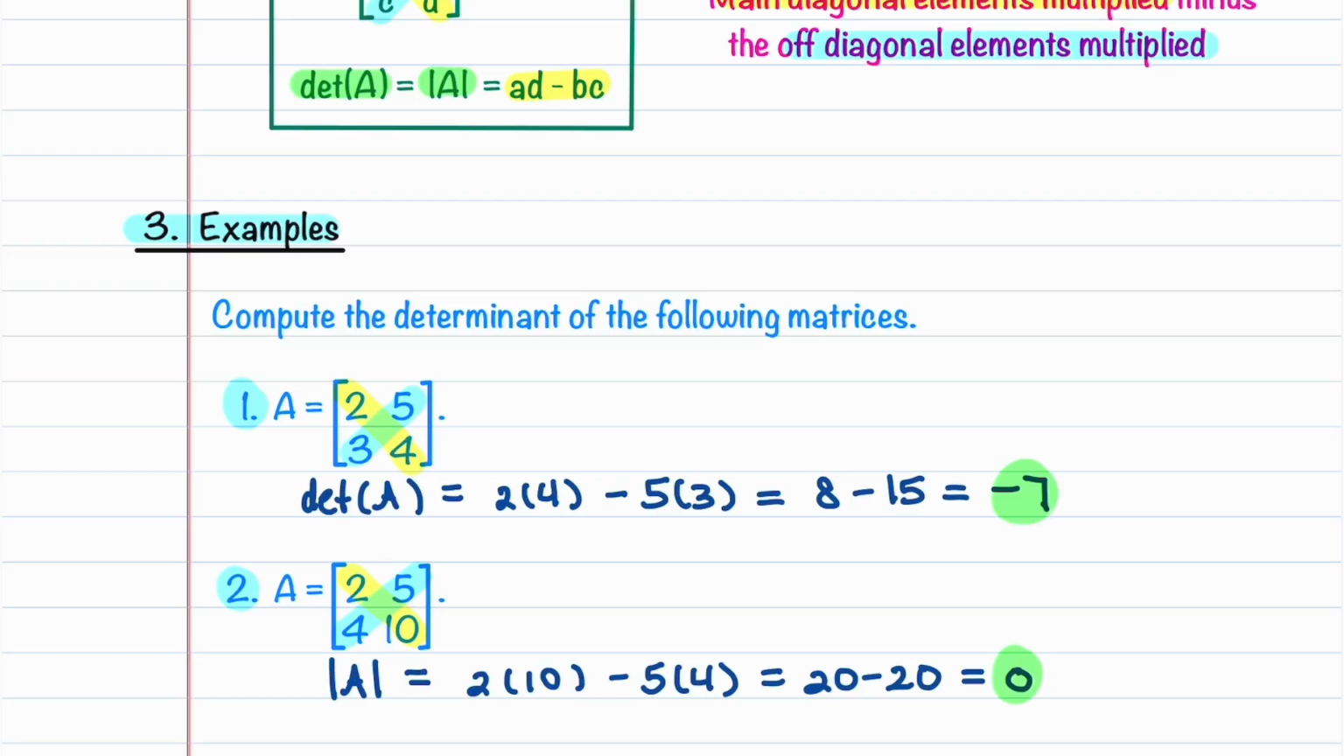And that's it. You now know how to calculate the determinant of a 2x2 matrix.